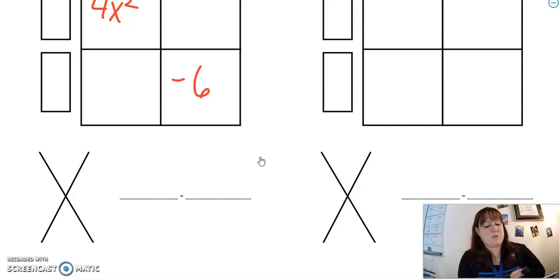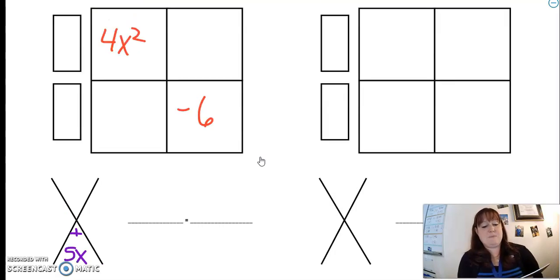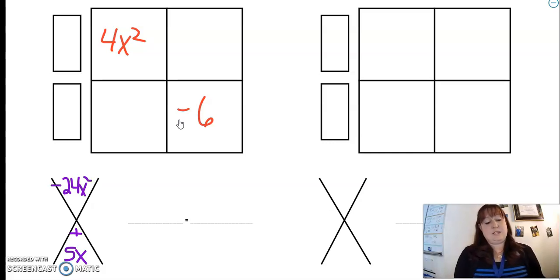Positive 5x. So when they add together, I need them to add to 5x. But they have to multiply to the same thing that these two multiply to, which is negative 24x squared. So what two numbers? Let's see, 24 has factors of 6 and 4, which don't work, but it also has factors of 8 and 3. So that would work, right? If I had 8x and negative 3x, those sure enough would work. They would multiply to what we need to, and they would add to what we need to.